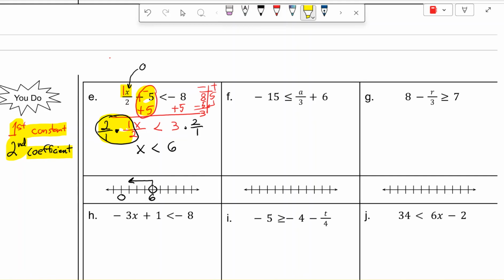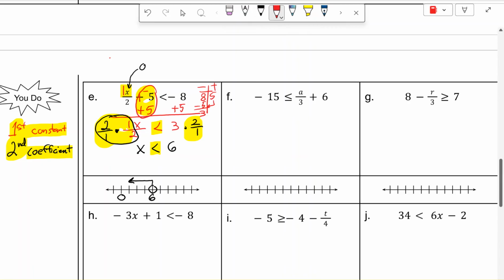Okay, then if you noticed, I multiplied both sides by a positive 2, and that makes the sign stay the same. It does not reverse. All right, let's go on to F and try it a different way this time.